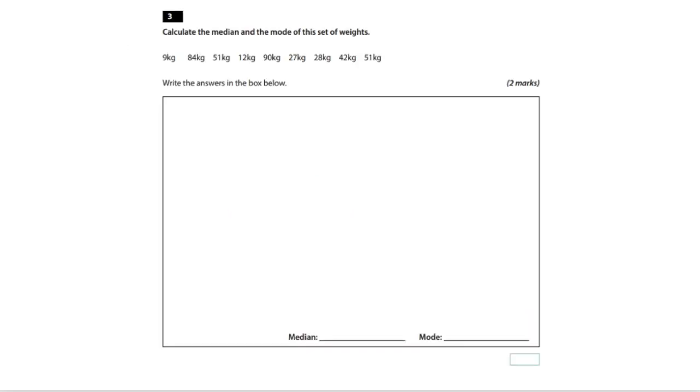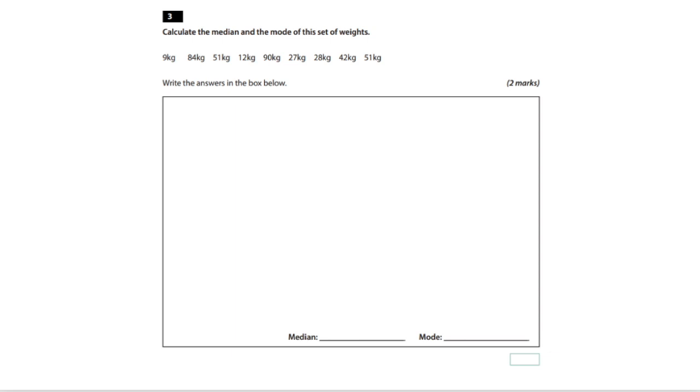Question 3. Calculate the median and mode of this set of weights. Write the answers below. So this is about averages, where I'm being asked to calculate the median of this set of numbers and the mode of this set of numbers. Now, if you've watched one of my videos before, we've done a video on median and a video on mode. So the median is the number that's in the middle. So we put them in order, and then we find the number which is in the middle of this set. And the mode is the number that appears the most.